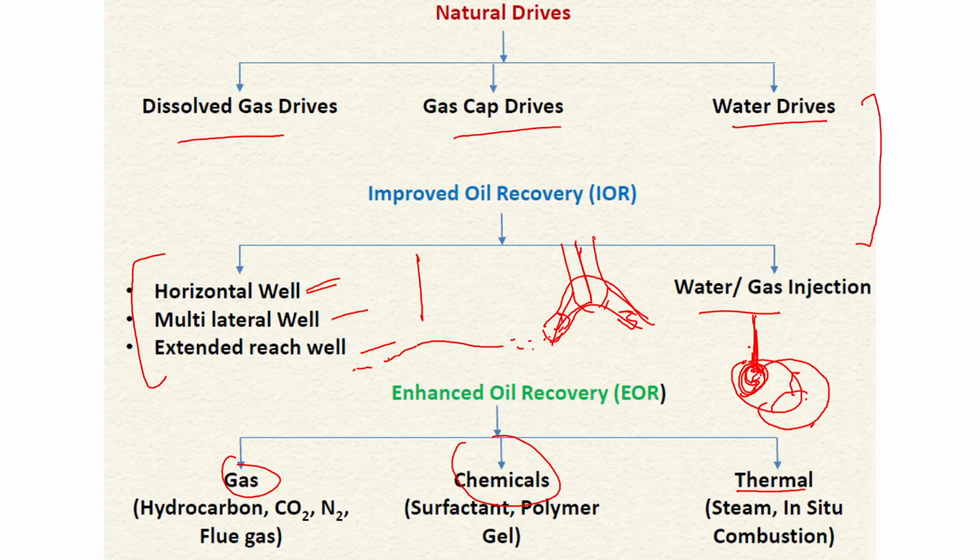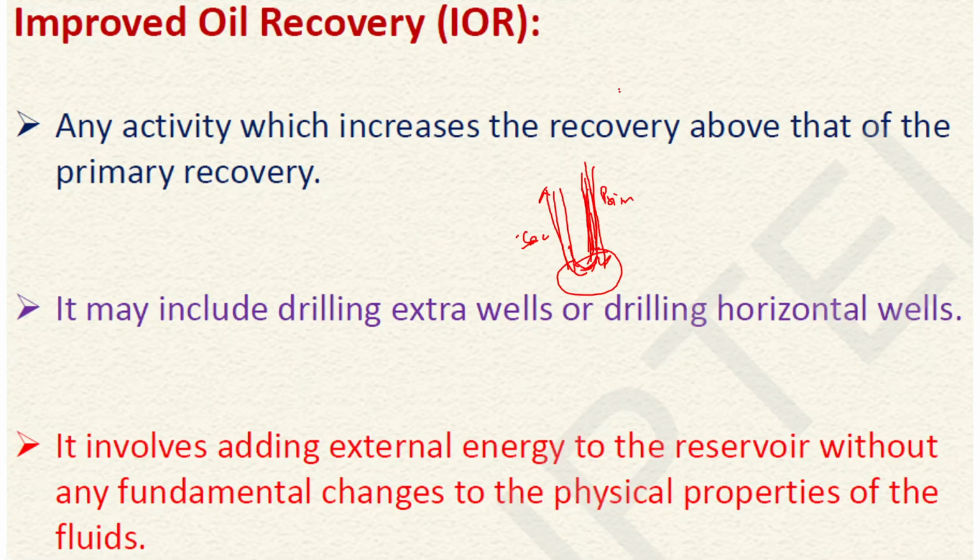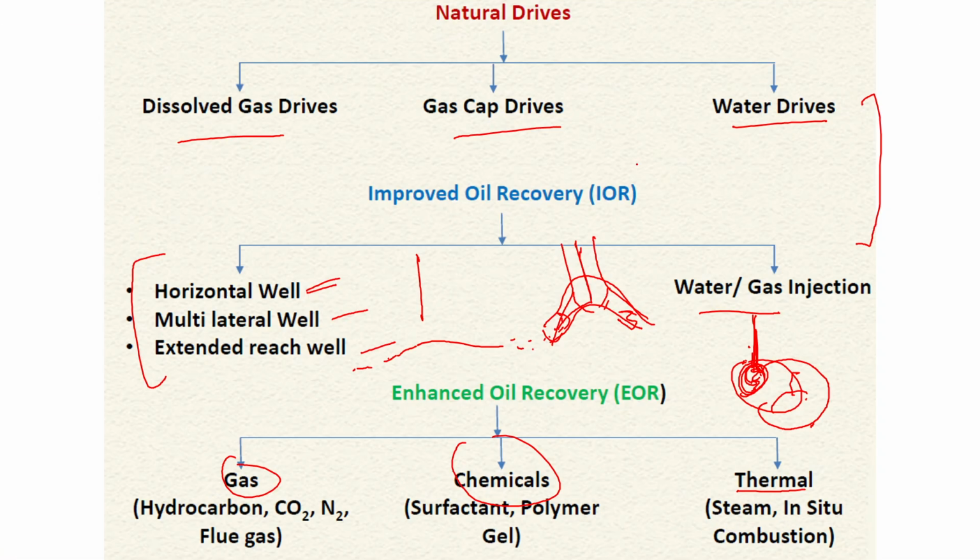So not only water, we can also inject gas. Either we inject water and oil will come out with pressure from the first well, or we inject gas. Gas is mostly injected when there is formation of some kind of gas cap. So basically, we can do this by injecting gas or water into the well.